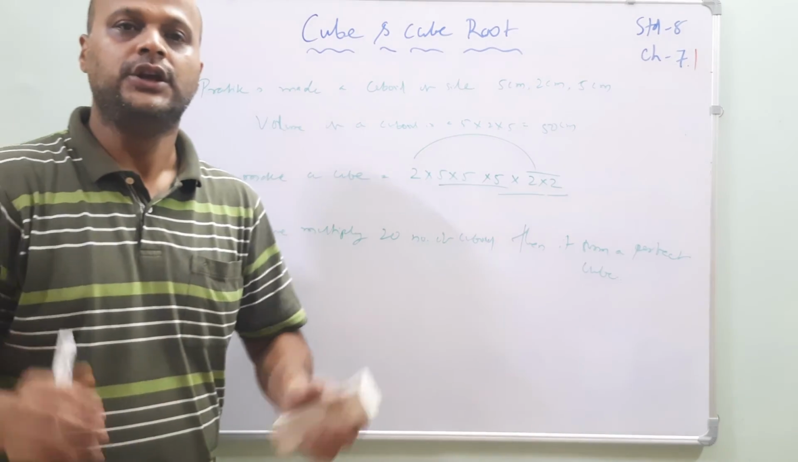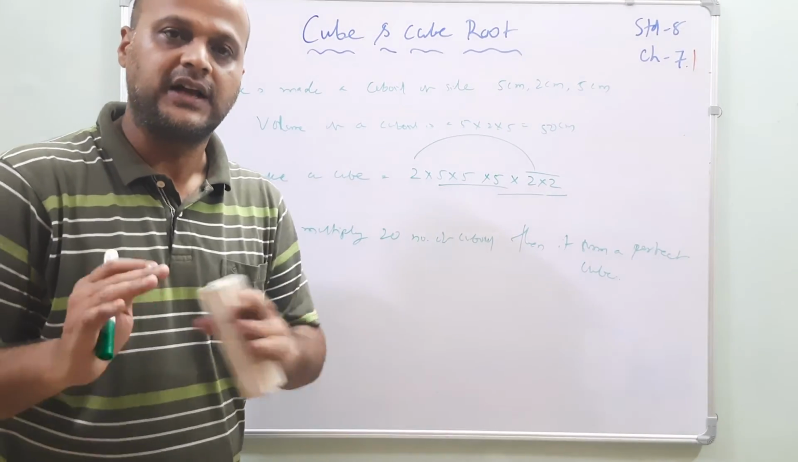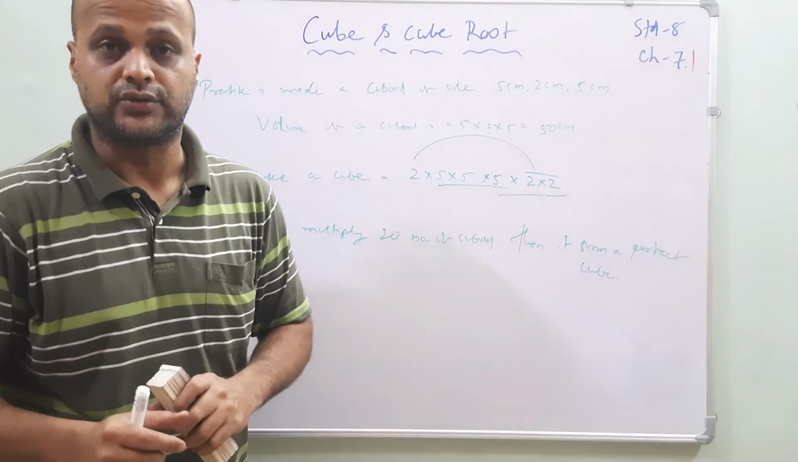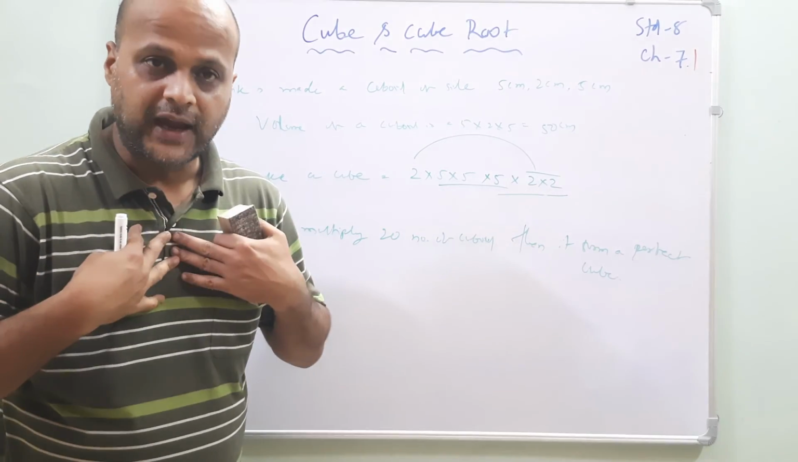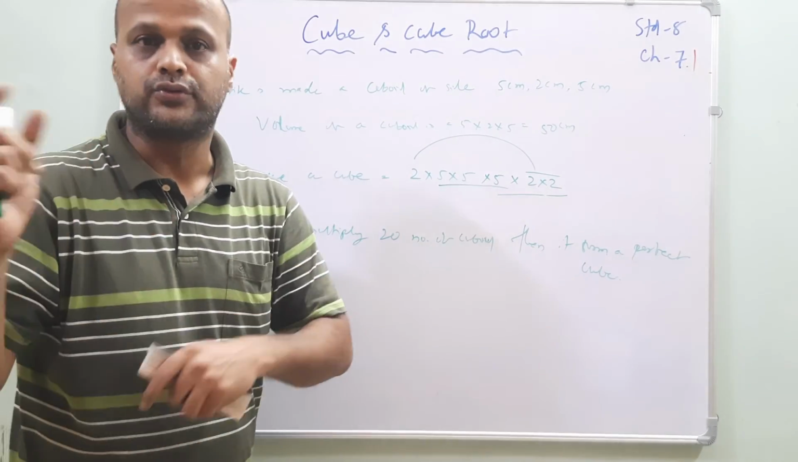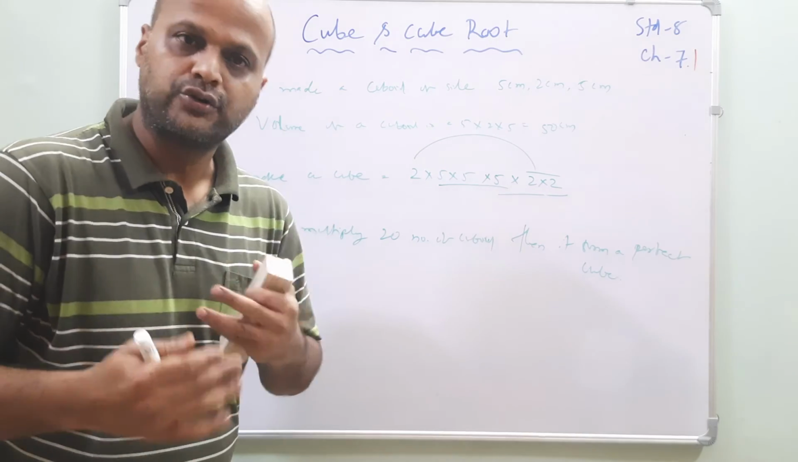So my dear friends, cube and cuboid is very, very easy as compared with square and square roots. The only thing is that you have to remember the methods. You have to learn by heart the cubes of the numbers from 2 to 20, so that you can do the mathematics easily and quickly.